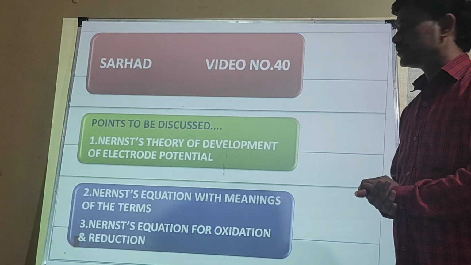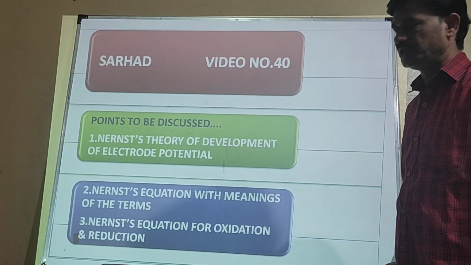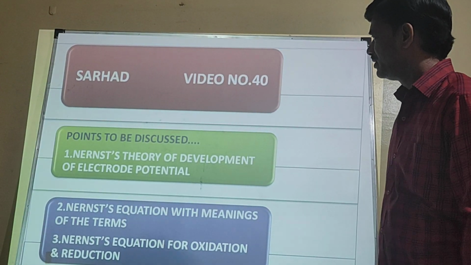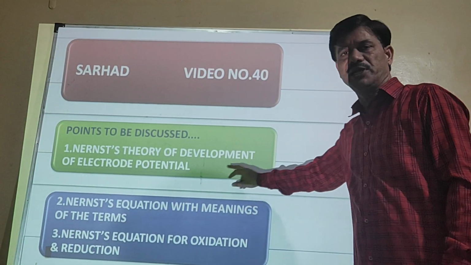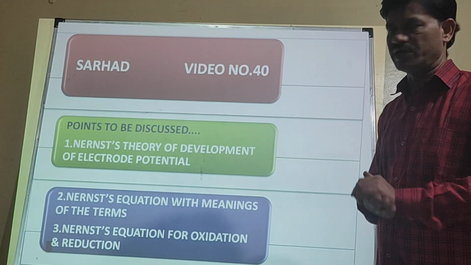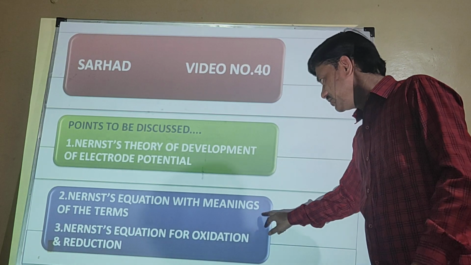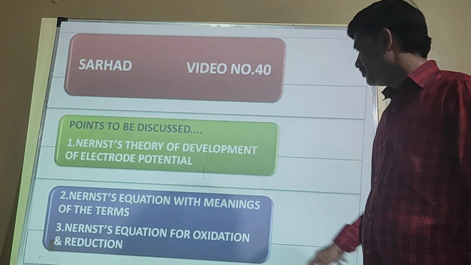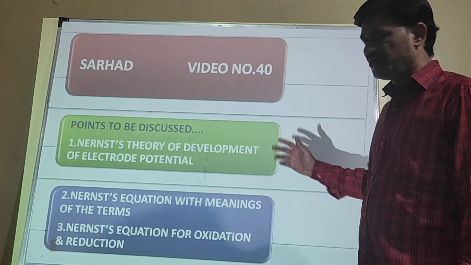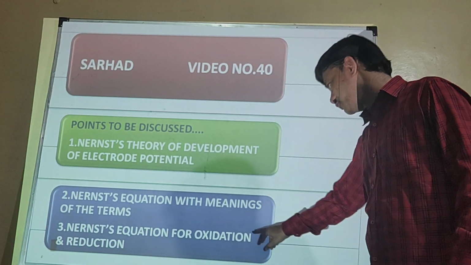So this is another session from electrochemistry. In this session we are going to discuss 3 points. What is first one? Nernst's theory for development of electrode potential, means how oxidation and reduction potential is developed. What is second one? Nernst equation with meanings of the terms involved in it. And last one, how to modify this Nernst equation for these two phenomena.